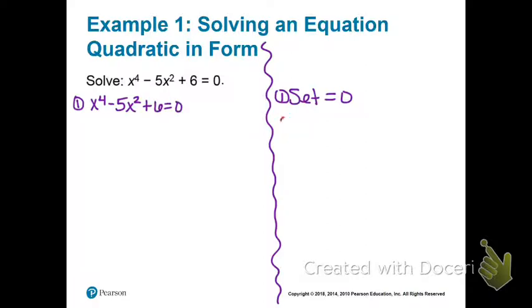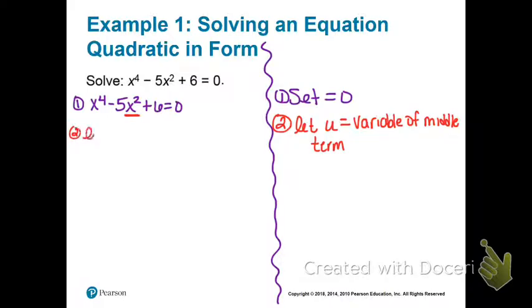Step 2. This is where we're going to do a substitution. So we're going to let the letter u equal the variable of the middle term. Okay, so whatever is after the coefficient of that middle term is considered the variable, okay? So for our sake, it's going to be that x squared because that's our middle term and that's the variable part of it. So for step 2, we're going to let u equal x squared.